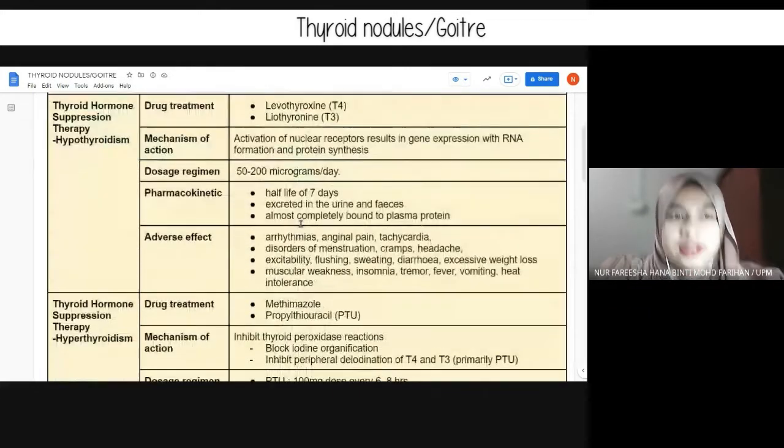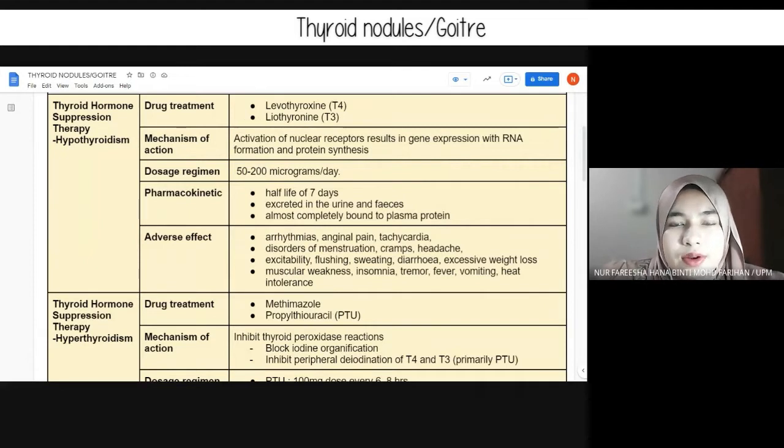Okay, for the first treatment, thyroid hormone suppression therapy for patients with goiter presented with hypothyroidism, we will give levothyroxine and liothyronine, which are both synthetic thyroid hormones. The mechanism of action of these synthetic thyroid hormones is activation of nuclear receptors that can result in gene expression with RNA formation and protein synthesis. The dosage regimen for both is 50 to 200 micrograms per day.